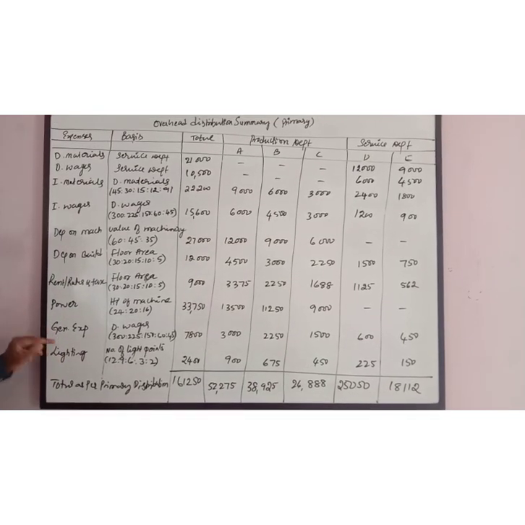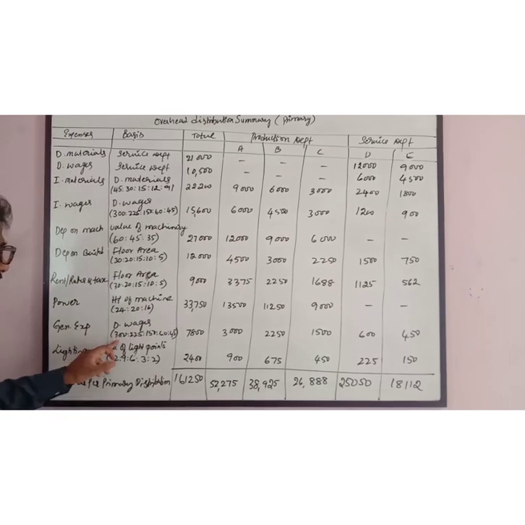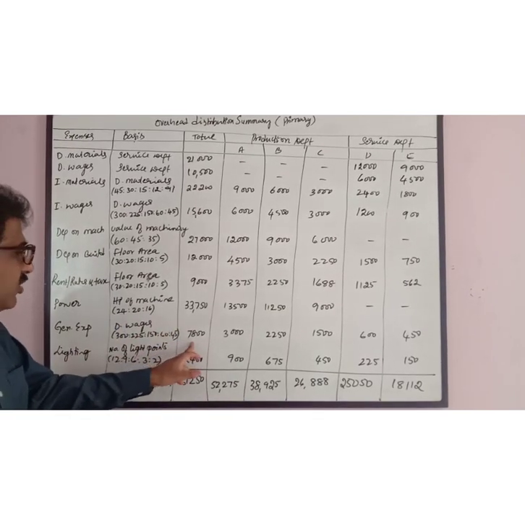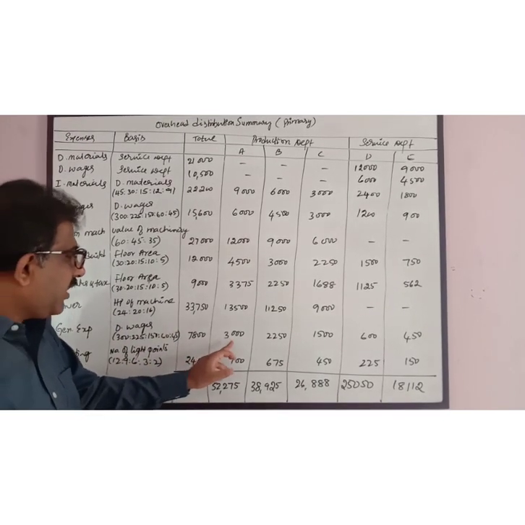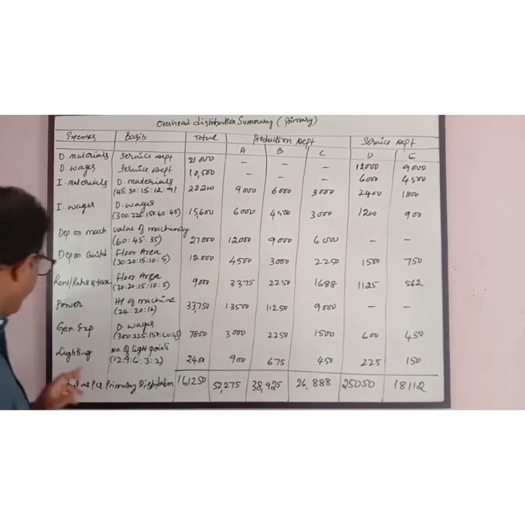General expenses based on the direct wages, so 300, 225 again, 7,800 is the total. It comes to 3,000, 2250, 1,500, 600, 450.